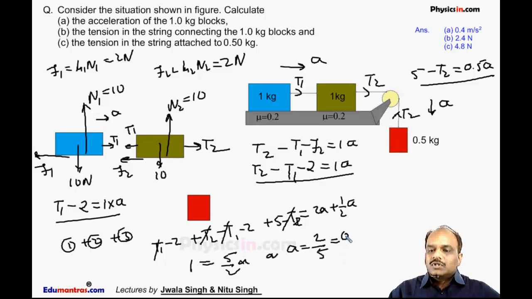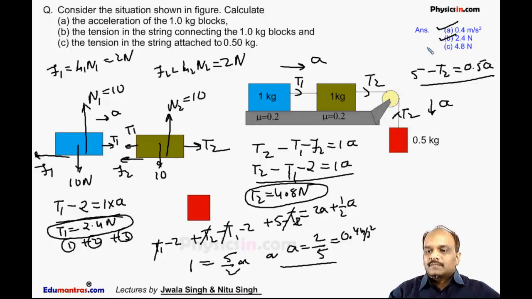This is equal to 0.4 meter per second square. So the acceleration of the two blocks is 0.4 meter per second square. This is the first answer. If I substitute the value of A here, we get T1 equal to 2.4 Newton. In the same way, if I substitute the value of T1 and A here, we get T2, and T2 comes out to be 4.8 Newton. This is our other answer.